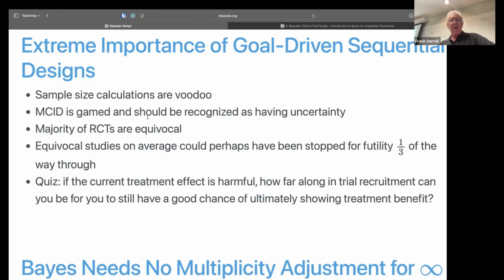And the MCID is gamed. It really has a lot of uncertainty, even when you're not playing the budget game. Majority of randomized trials are equivocal. Some of that is because of playing this game with the MCID. Could have stopped much earlier.